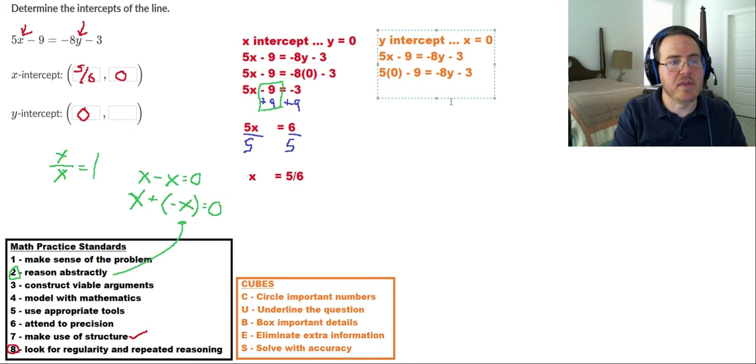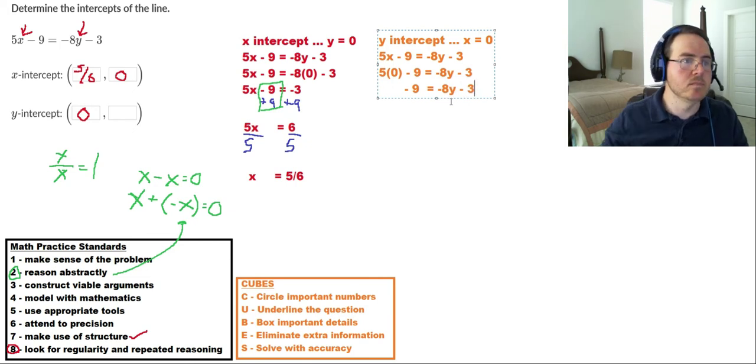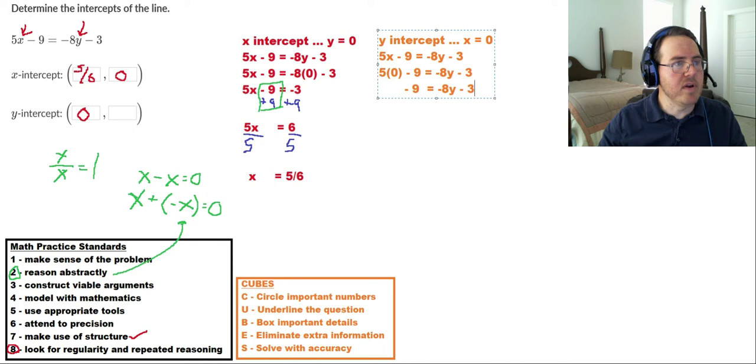5 times 0 is nothing, and I'm so lazy, I'm not even going to write it. So that means that negative 9 equals negative 8y minus 3. That was close. Okay, so now we've got some inverse operations to do.